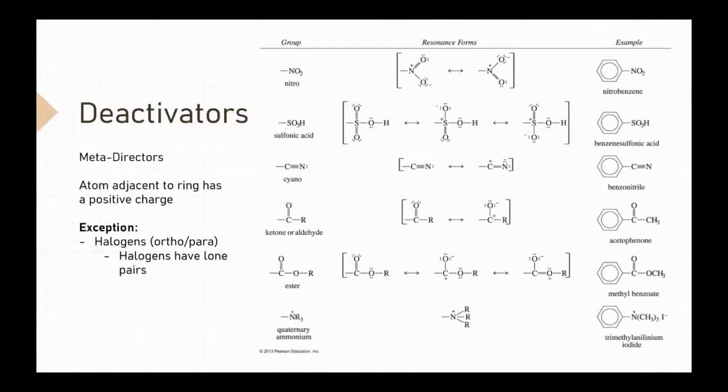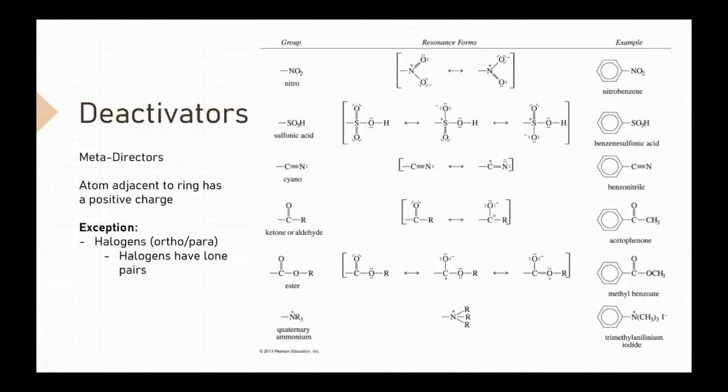Looking at all of these, the central atom never has any lone pairs, right? They either have a positive charge or no lone pairs at all. So that just means that they are withdrawing groups, right? Withdrawing groups, they are deactivators.